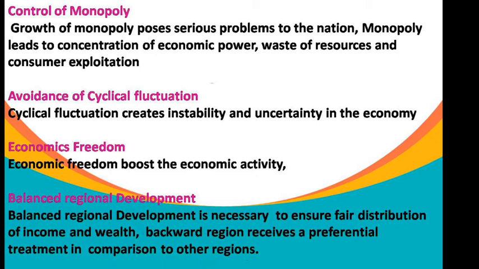The next one is avoidance of cyclical fluctuation. A capitalistic economy is always subject to cyclical fluctuation. At one time, it will be at the peak of prosperity, and at another time, at the depth of depression. Economic instability is injurious to maintaining full employment and steady growth. Thus, the objectives of full employment and higher standard of living cannot be achieved unless the economy is free from cyclical fluctuation. The next objective is economic freedom.